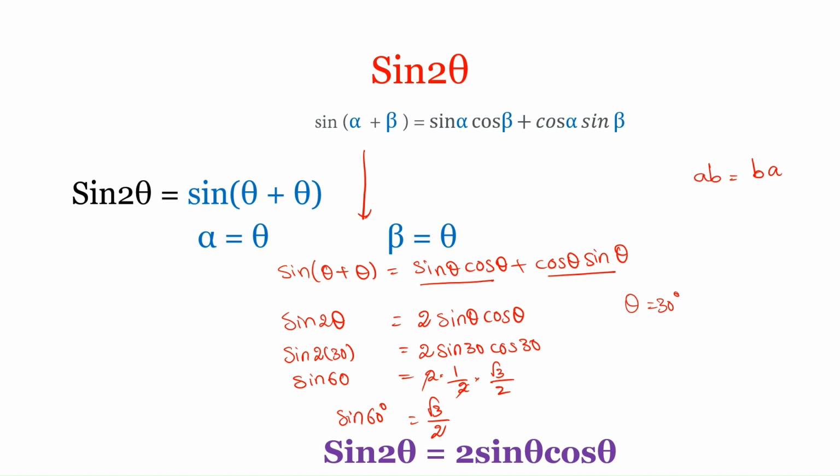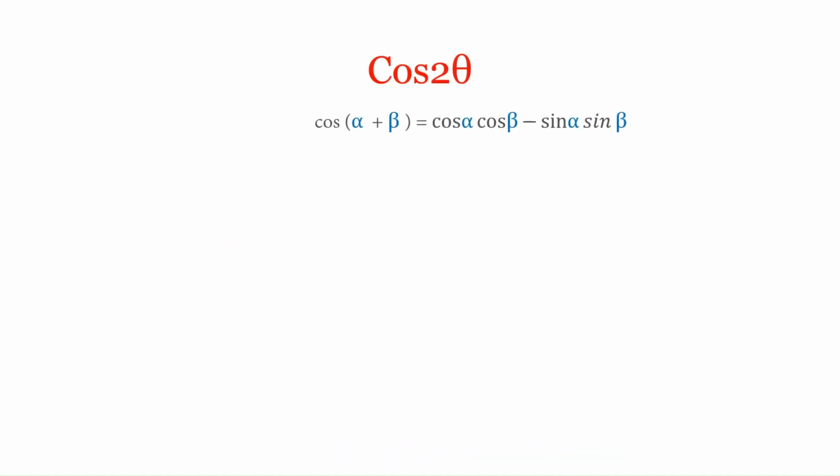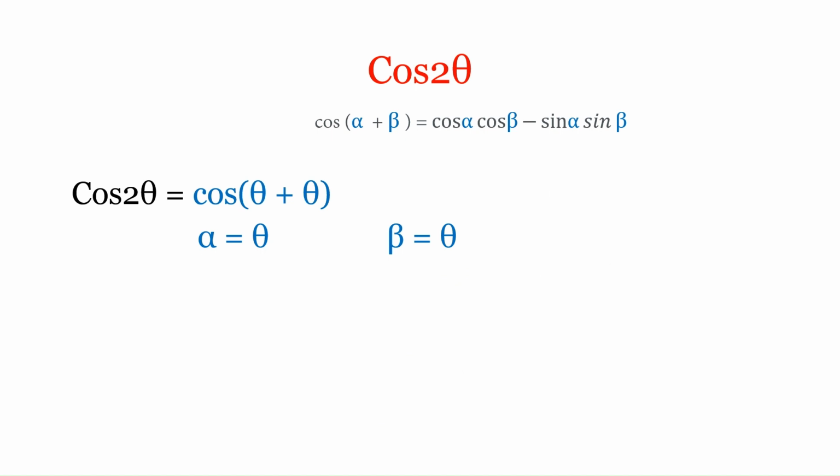In this way we can use the formula to find the value of 2 theta when we know the value of theta. Now let us derive for cos 2 theta. For that we have to use the cos alpha plus beta formula. Now cos 2 theta can also be written as cos theta plus theta. Here again we have both alpha and beta equal to theta. So from the formula we will just substitute the values of alpha and beta. In place of alpha it is theta, again in place of beta also we have theta. So the formula will get modified like this. We are using this formula and substituting the values.